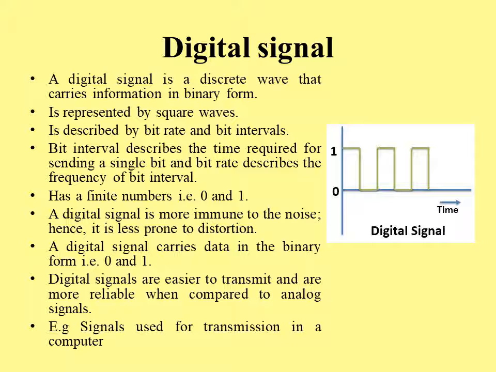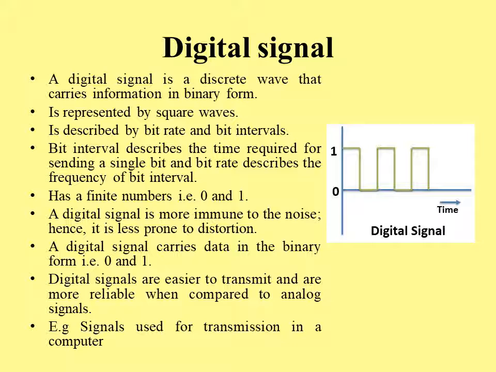This is the basic difference between a digital signal and an analog signal. If we consider an analog signal with respect to time, it exists at every point, while a digital signal has only two states.